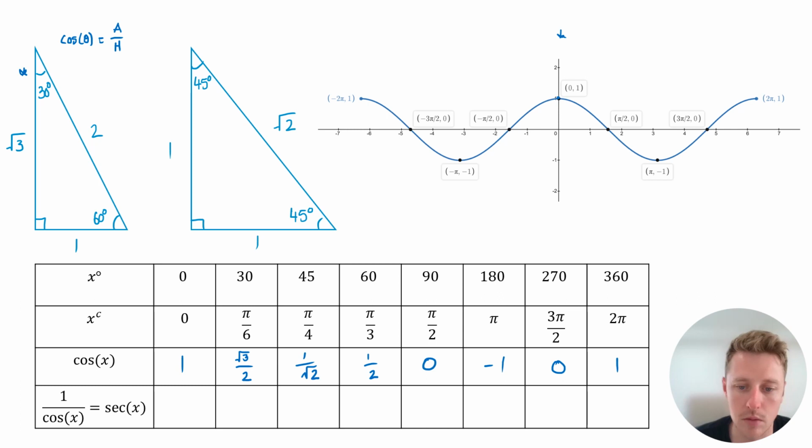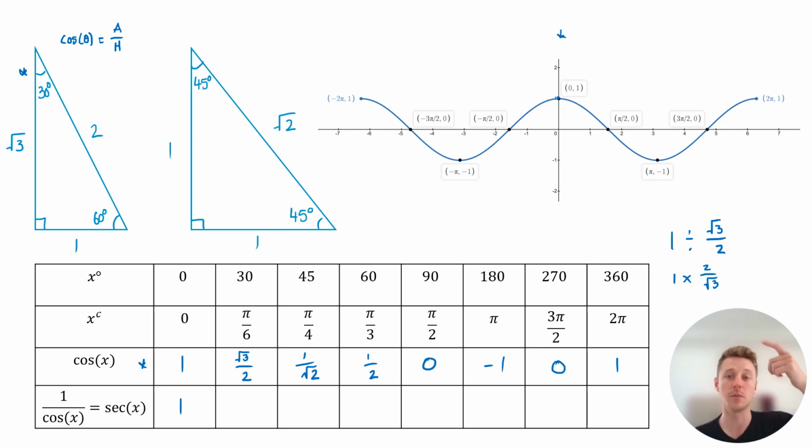So what we want to do next is we want to think about the secant function, which is 1 over cosine x. So basically for the first one, all we're going to do is take 1 divided by whatever number's in this row. So 1 divided by 1 is nice and easy, is 1. Okay, next one, 1 divided by root 3 on 2. So that's 1 divided by root 3 on 2, which is 1 multiplied by 2 on root 3. Okay, so the effect of doing the reciprocal is to just flip the fraction. So this just becomes 2 on root 3. Okay, again, flipping the fraction, this is just going to become root 2. This one's going to become 2.